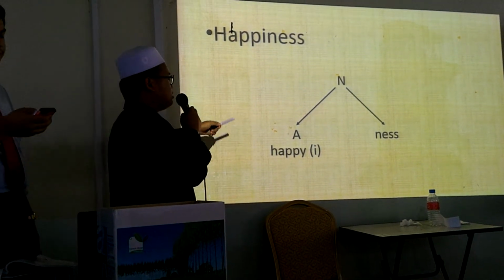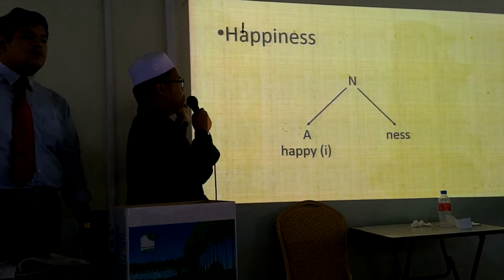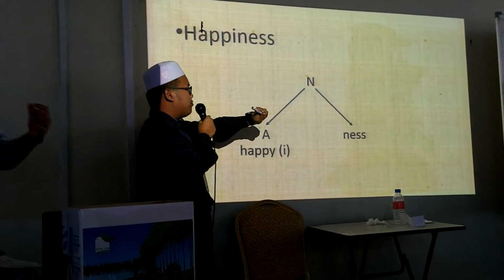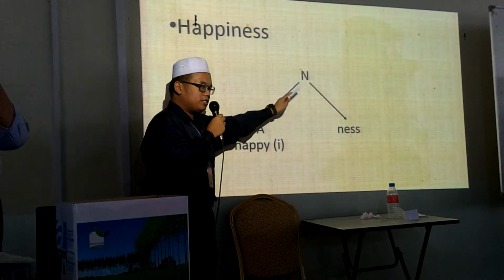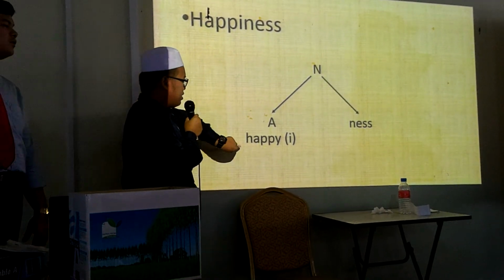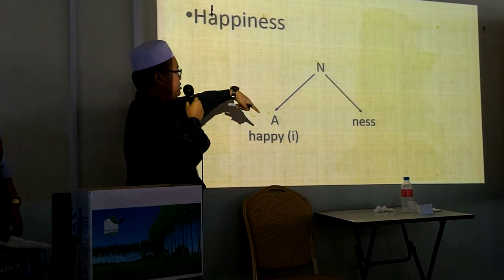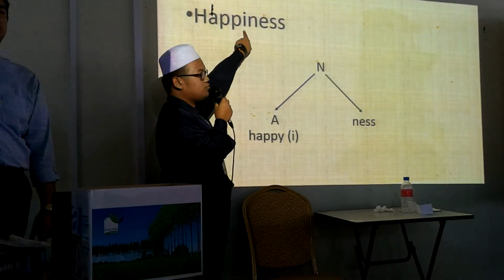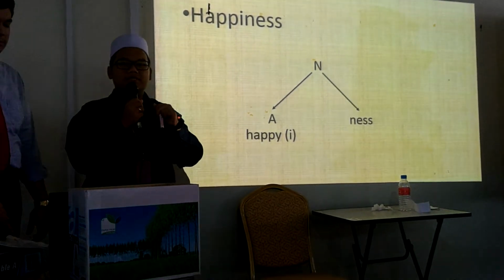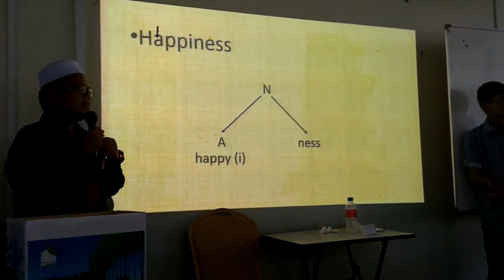Okay, this one is happiness. Happiness is the same as the previous example I gave you just now. So happiness is a noun. We write down the N here, referring to the noun, make two branches, and then happy is an adjective. So you write A here, and then the word happy. In this bracket, I, because when we change it into a noun, the Y transforms into I. And then on the left side is ness. Do we have to put the bracket I? If we don't put it, is it wrong? It's okay.